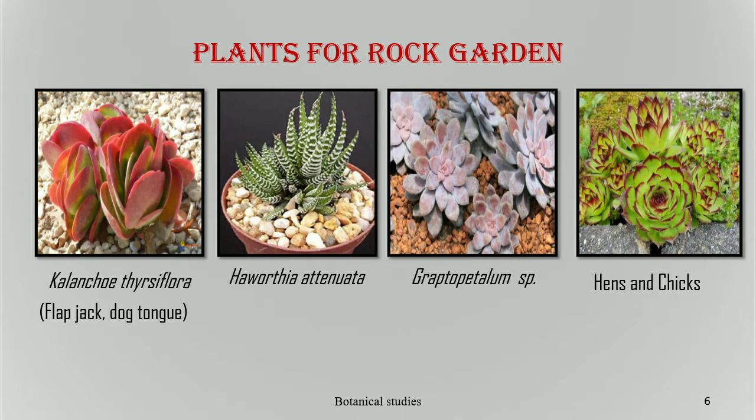Plants for the rock garden. Typically, plants found in the rock garden are small and do not grow larger than 1 meter in height. Small trees and shrubs up to 6 meters may be used to create shaded areas for a rock garden. Kalanchoe thyrsiflora, commonly called flapjack or dog tongue plant, is a succulent plant. It does not tolerate frost and prefers a moist climate. Leaves are smooth and felted. White flowers are often showy.